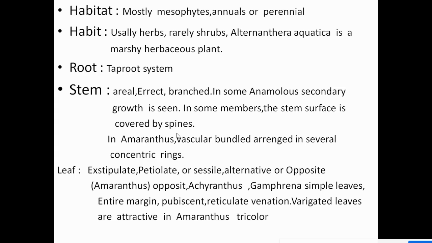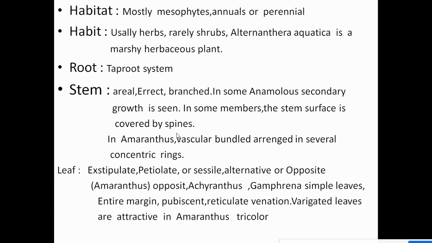The leaf is exstipulate. You cannot see the stipules, and it is petiolate, having petioles. Sometimes, in some members, it is sessile. Some leaves won't show any stalk. The phyllotaxy is either alternate or opposite. In Amaranthus, it is opposite phyllotaxy, and sometimes, most probably, it is alternate phyllotaxy.